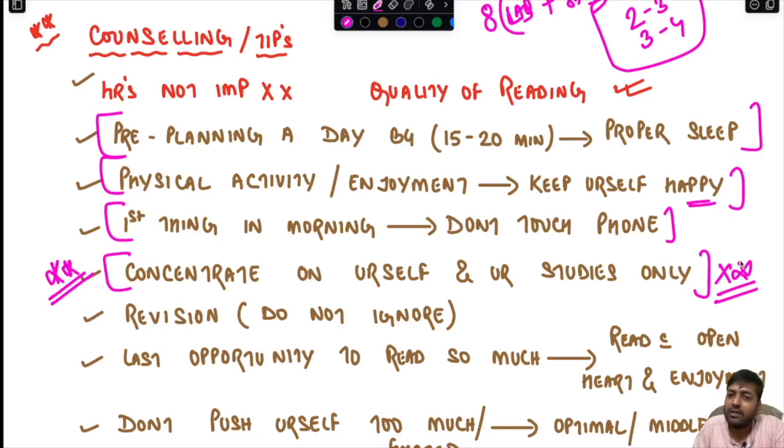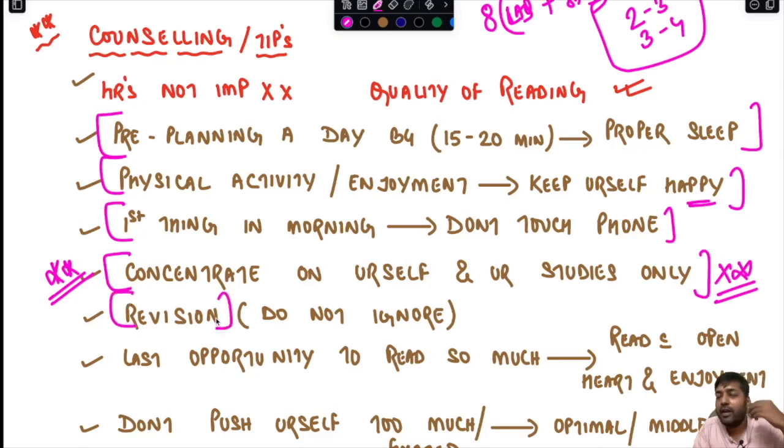Please concentrate on yourself and your studies only. 90% of my counseling sessions are with the girls, and they either have some problem with the department, or they are worried that their roommates or colleagues are reading more, doing more, doing this, doing that. Please concentrate on your studies first. Healthy discussion is all right. That means if you are sitting and discussing, this is all right. But if it starts to affect your reading, your life and your mental health, then please try to control yourself.